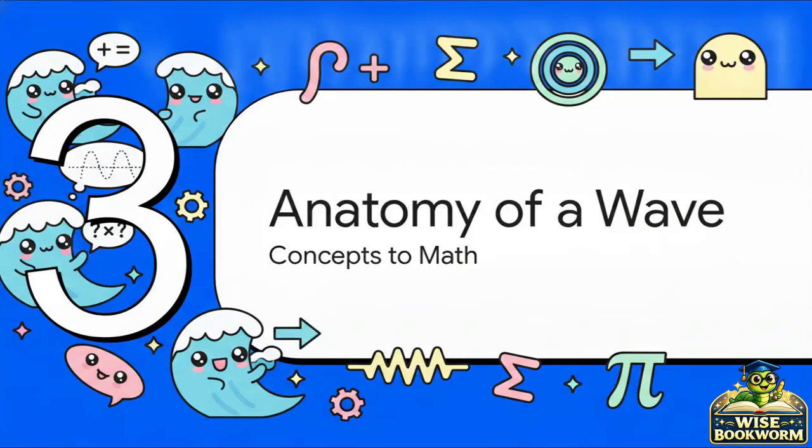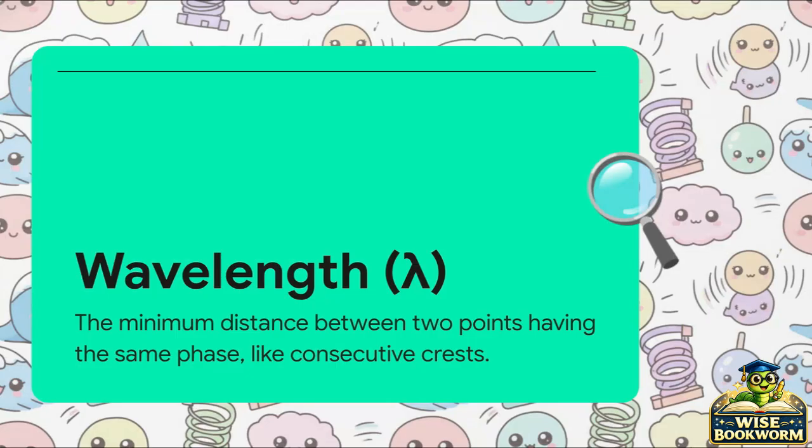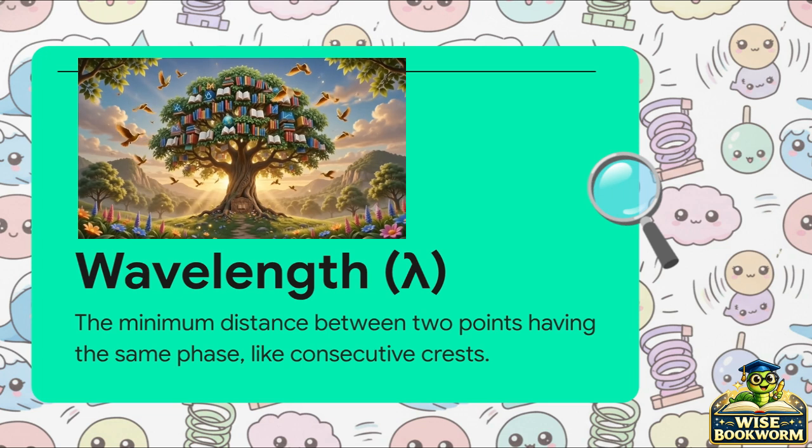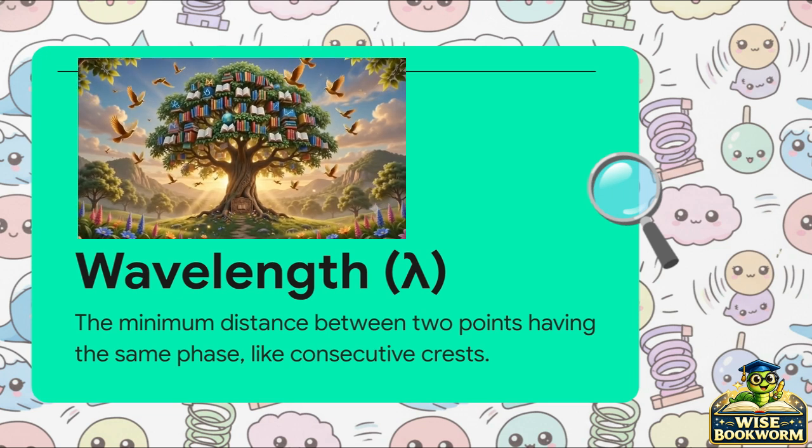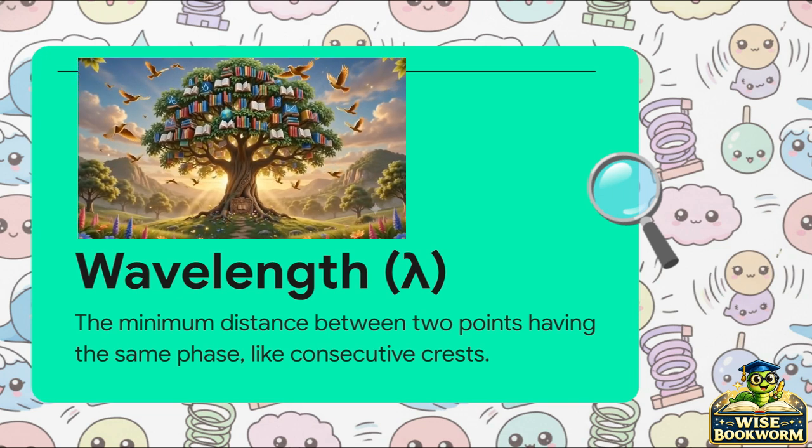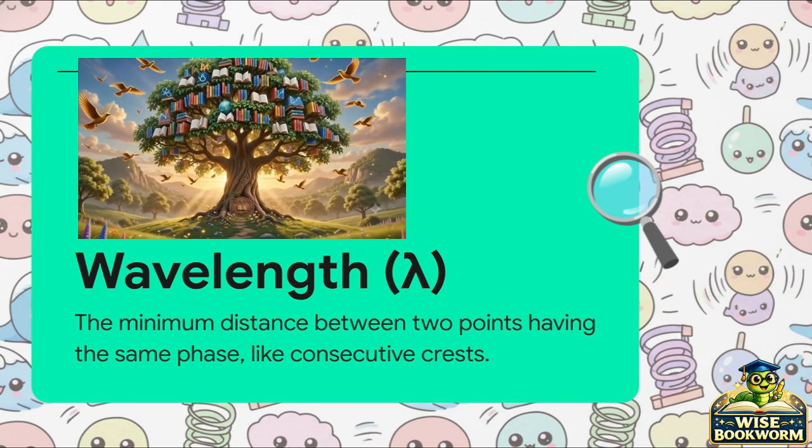Section 3, Anatomy of a Wave, where we translate these concepts into math. Now that we've got a solid physical intuition for what a wave is, we need to translate this into mathematical language. And what's really interesting is just how simple the core spatial measurement of a wave really is. We call it the wavelength, represented by the Greek letter lambda. It's simply the minimum distance between 2 points having the exact same phase.